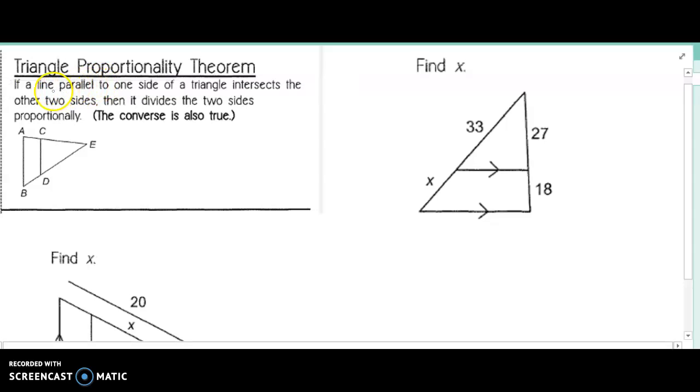Here's a key word right here. These lines have to be parallel. So if this is our figure, CD and AB have to be parallel in order for us to be able to use this theorem. We have to know those are parallel. But if they are, and I'm going to use my highlighters, it cuts this proportionally. So I'm going to highlight each of these 4 segments a different color.